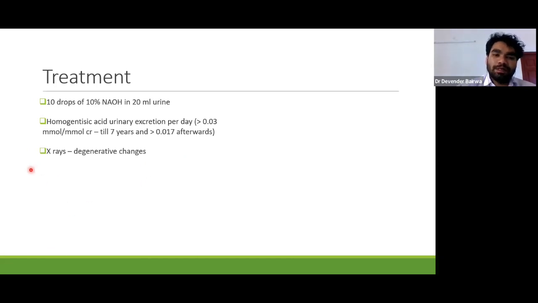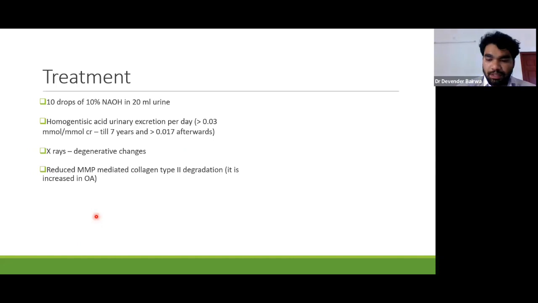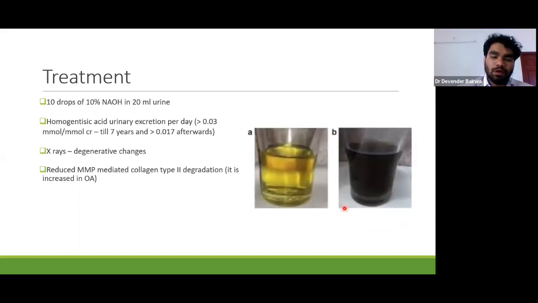Then we can order some X-ray which can show degenerative changes. In blood we can see reduced MMP mediated collagen type 2 degradation. It is actually increased in OA, but it is reduced in case of Alkaptonuria. So in patients where you're confused whether this is really ochronotic changes or osteoarthritis, you can look for the MMP mediated collagen type 2 degradation, which will be low in case of ochronosis.